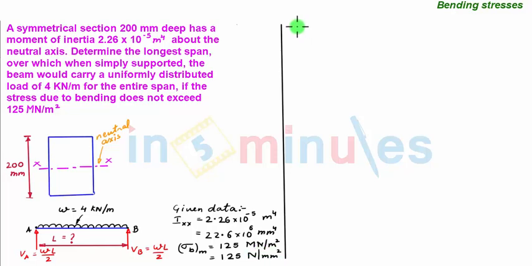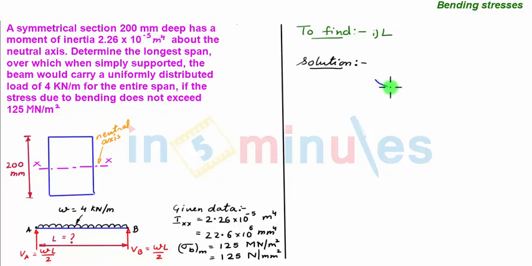So in the problem we have been asked to find the length or span of the beam so that the bending stress does not exceed 125 megapascal for a given uniformly distributed load of 4 kN per meter for the entire span. So now let's solve the problem.